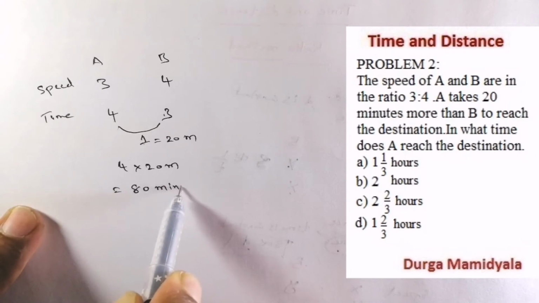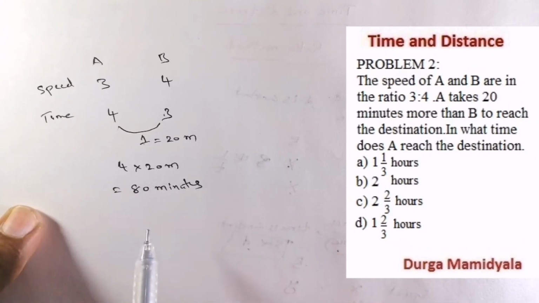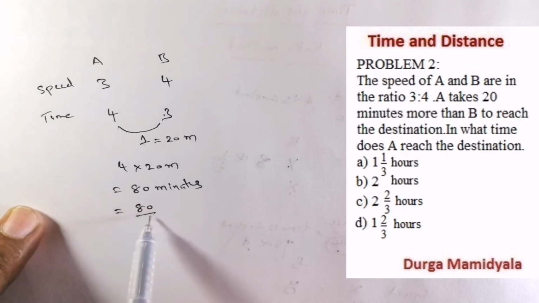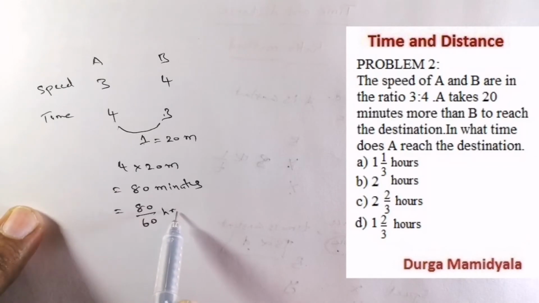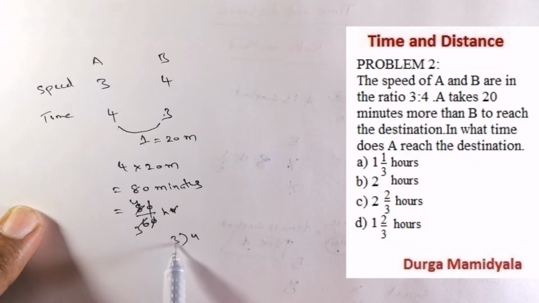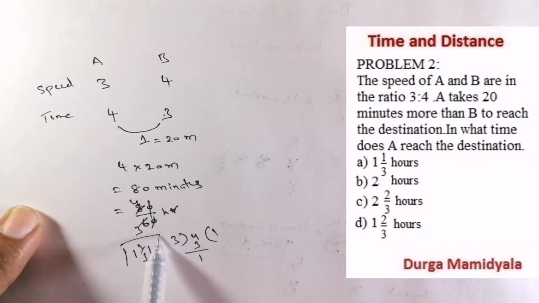So what time is it going to take? 80 minutes. But in the options, if you see, the options are in hours, so we have to convert this into hours. 80 by 60 hour. If we do 80 by 60, it will be 4 by 3. If we divide 4 by 3, it is 1 by 3 hour, that is 1 and 1 by 3 hour. So this is the answer, right? If you understood the ratio method, it is very easy to solve.